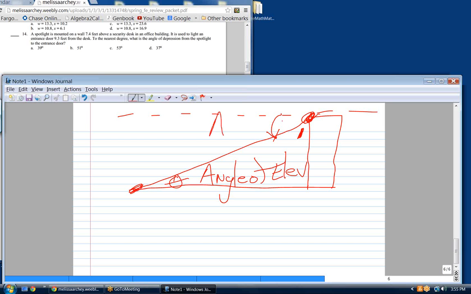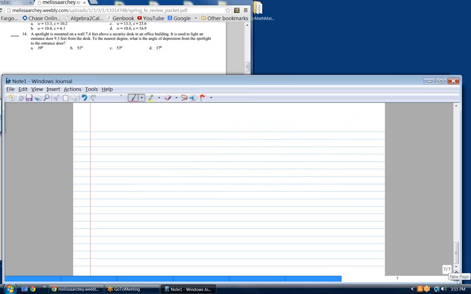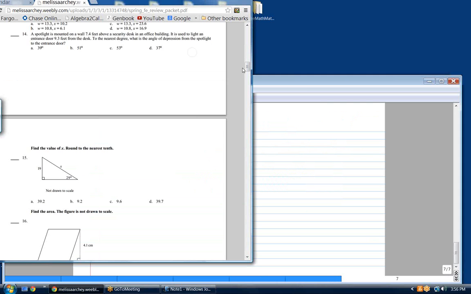Okay, so this is the angle of depression. And it happens to be the same as the angle of elevation. It's just a different term, really, to mean the same thing, because the horizontals are always going to be parallel to one another.